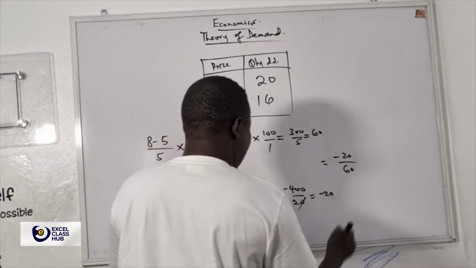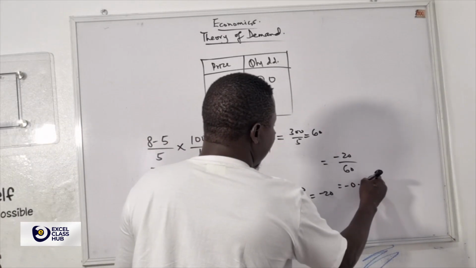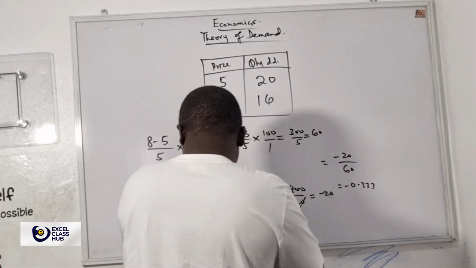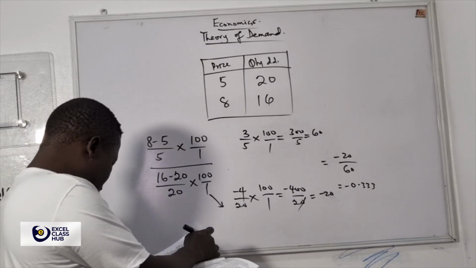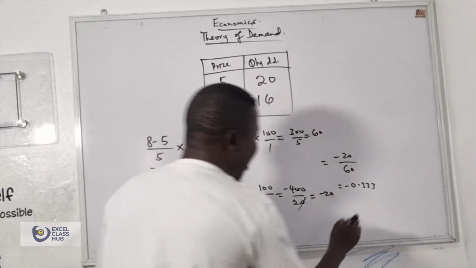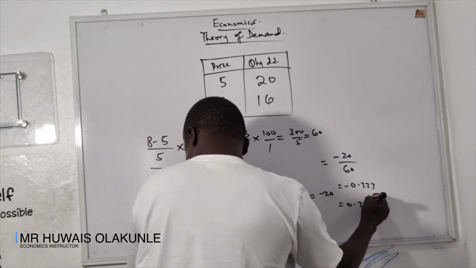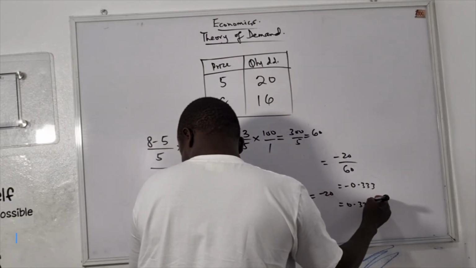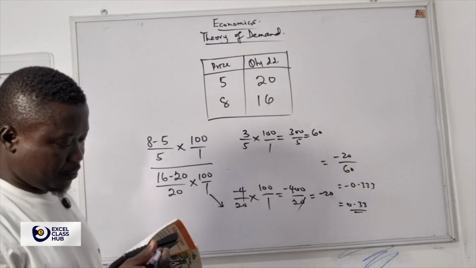So we have minus 0.333. But if you look at the options, the negative sign is not included. Understand? So our final answer will give us 0.133 as the final answer.